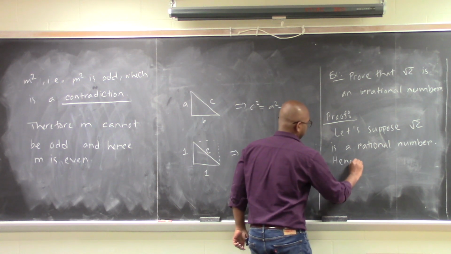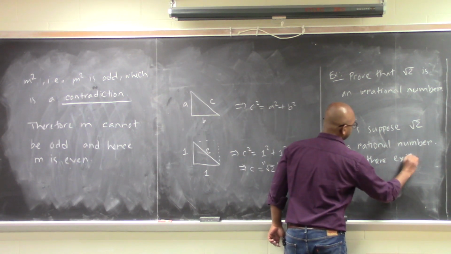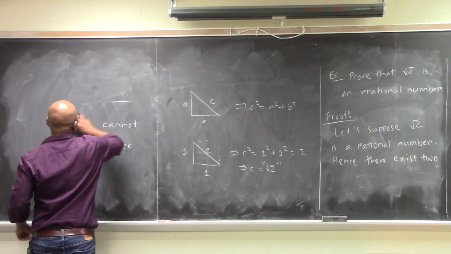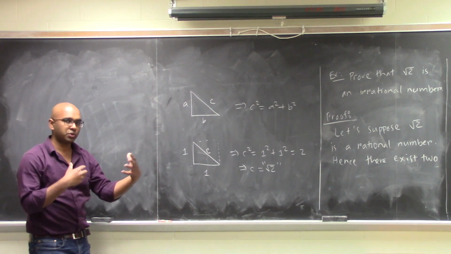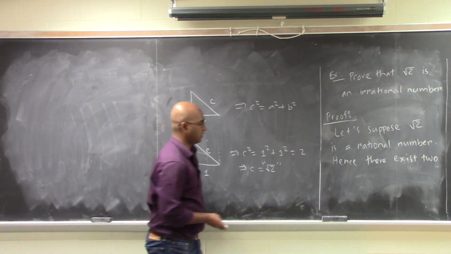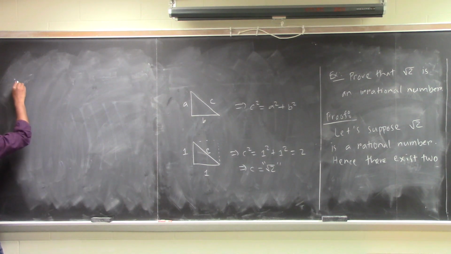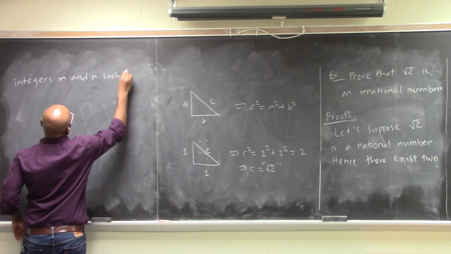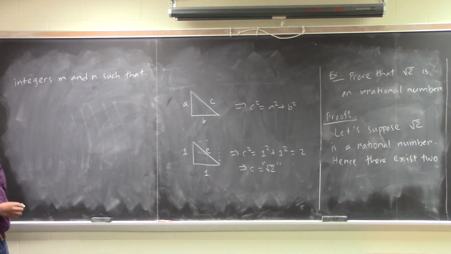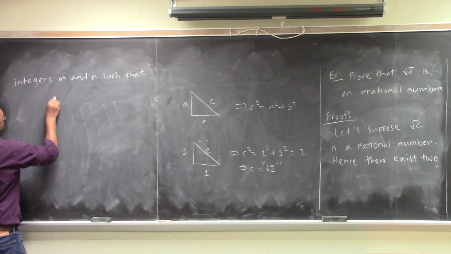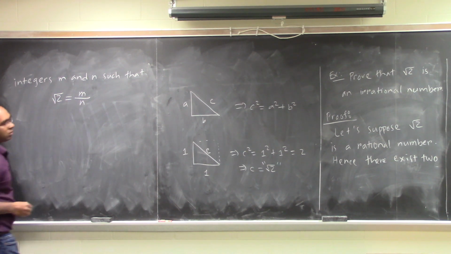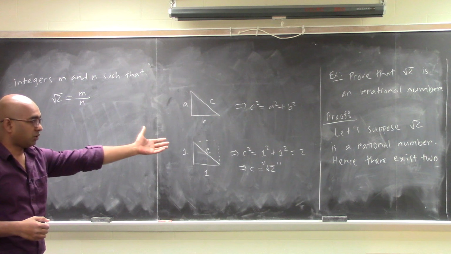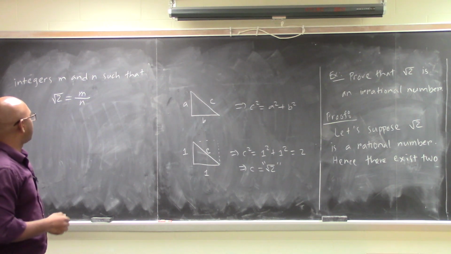Hence, there exist two integers. Actually, we can simplify this. We can just assume those two integers are positive because the square root of 2 is positive, right? There are two integers, m and n, such that, first, the square root of 2 equals m over n, right? Because the square root of 2 is a rational number, as we have supposed, so there should be some numbers like this, right?